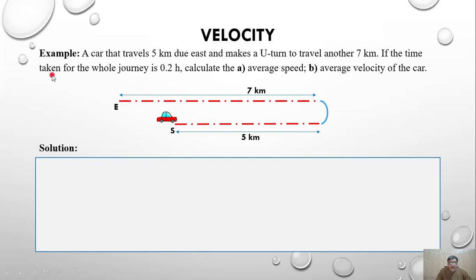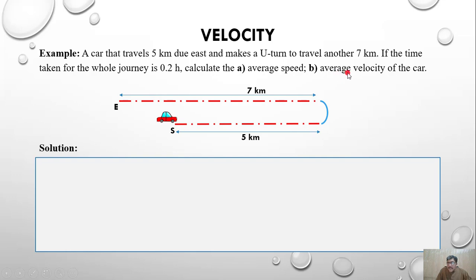If the time taken for the whole journey is 0.2 hour, or time is given, see 0.2 hour, calculate the average speed. So what we do for average speed, total distance divided by total time. Total time is 0.2 hour for this journey, and total distance you can calculate here: 5 this distance, then a turn, then 7 kilometers this distance. Simply add these two distances, you will have total distance and you will be able to calculate average speed.